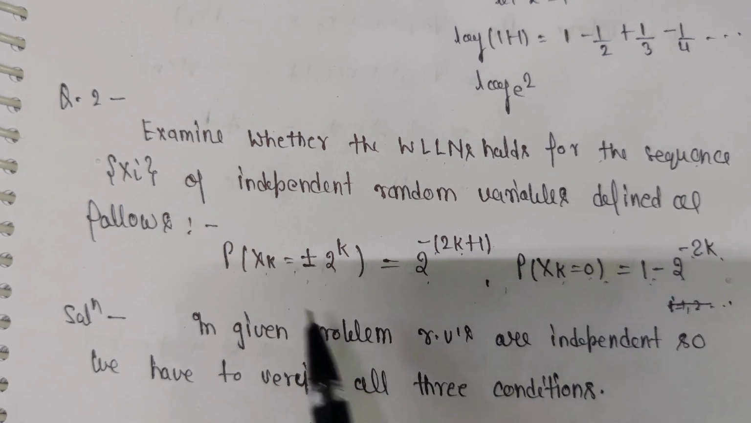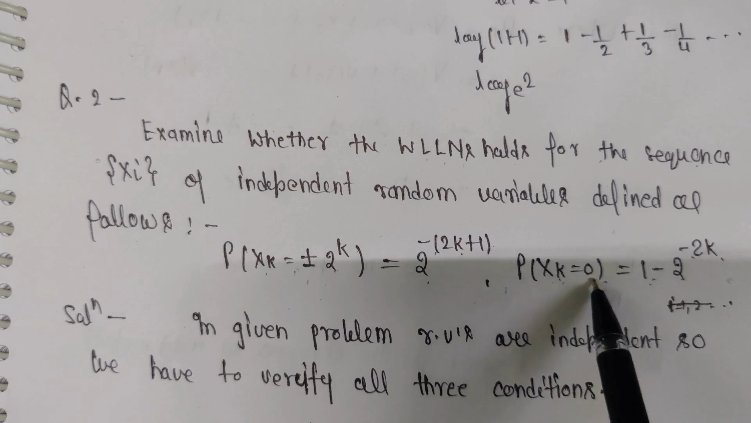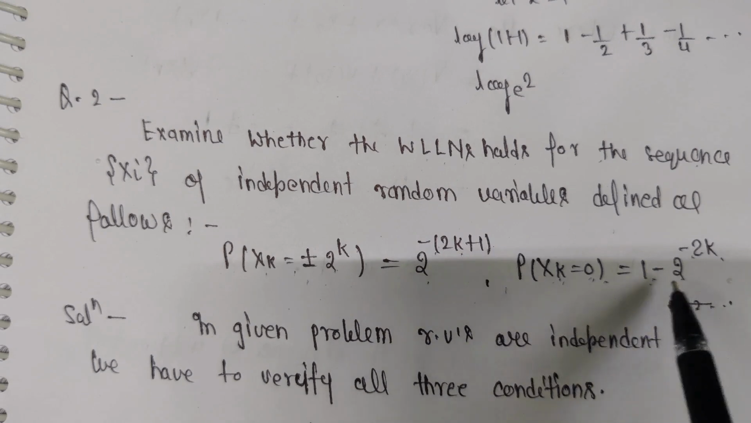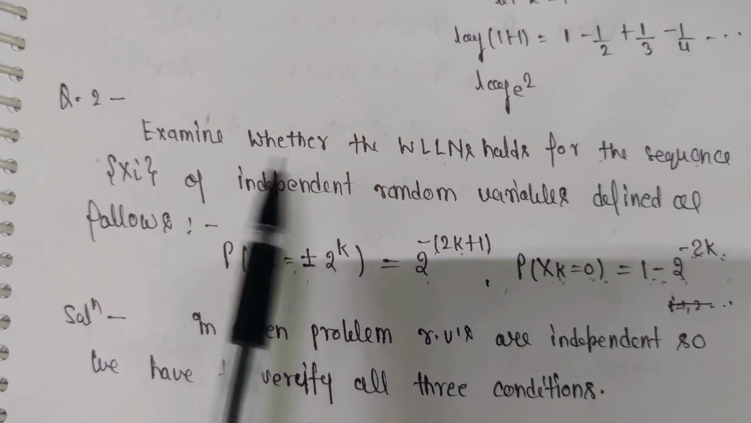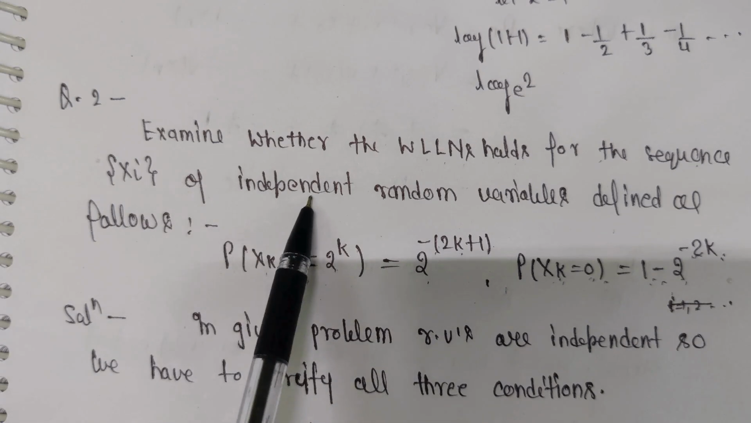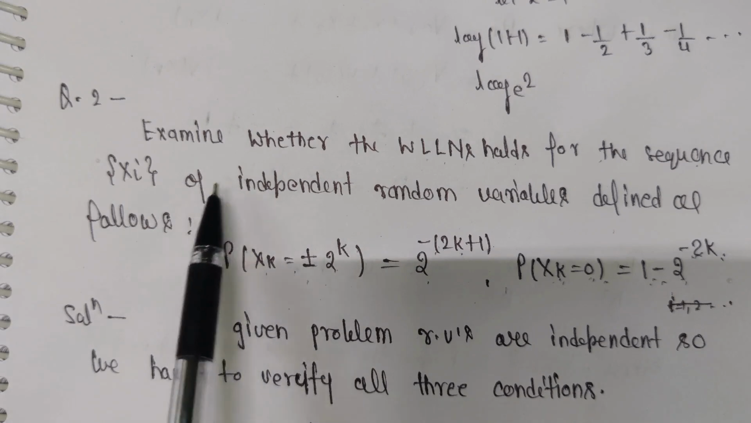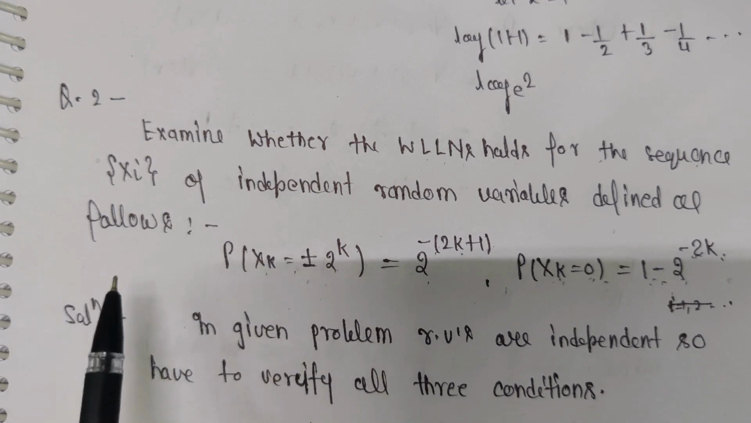That means we have three values of xk here: plus 2 to the power k, minus 2 to the power k, and the third one is xk equal to 0, with respective probabilities 2 to the power minus 2k plus 1, and here 1 minus 2 raised to the power minus 2k. In this problem, the xi's are random variables and the random variables are independent. Here the random variables are not IID. That means if random variables are independent, then we have to check all three conditions.